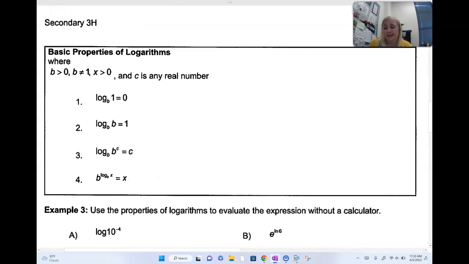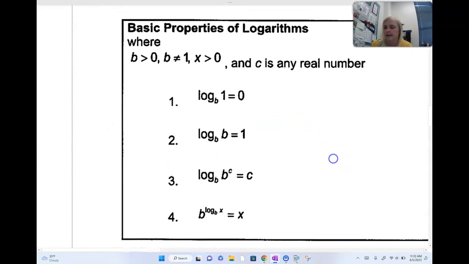Here are our basic properties of logarithms, where b has to be greater than 0 and not equal to 1, so this is your bases, and then the inside x has to be greater than 0. Remember when we did graphing, we have that hard asymptote, that vertical asymptote where we can't cross over. We have to make sure we do that when we do it as just equations instead of the graph.